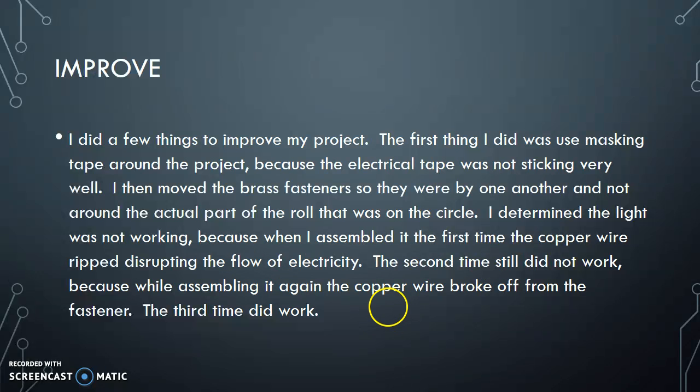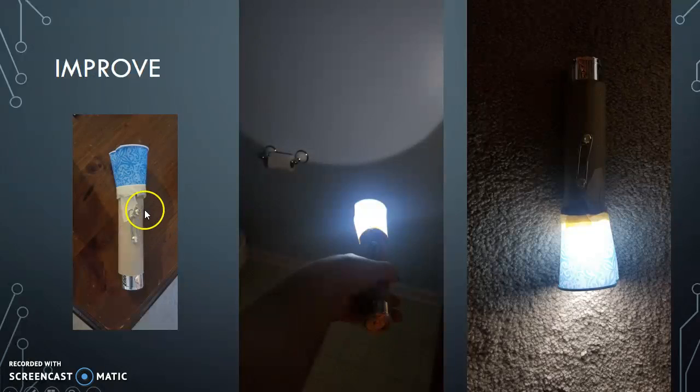So just a couple of things that I did to improve. The first thing was that I felt my brass fasteners were not in the right place. I originally had one over here and one over here, and with how the toilet paper roll is circular, it was going to be difficult for me to connect the paper clip. So I ended up moving the fastener itself.